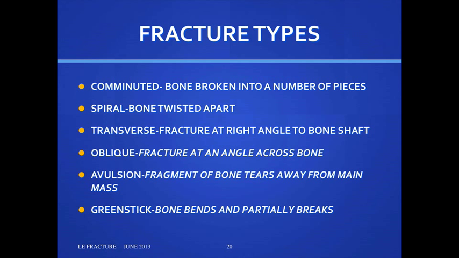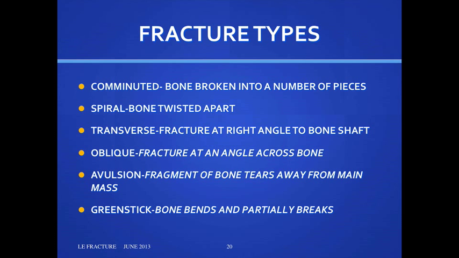So let's just talk about fracture types. There are many different ways to classify fractures specifically at joints. But if we think about fracture types, I think we can talk about 6 basic types. Comminuted, where the bone is broken into a number of pieces. Spiral, where the bone is twisted apart, which often happens in pediatric patients. Transverse fractures, which are fractures at right angle.